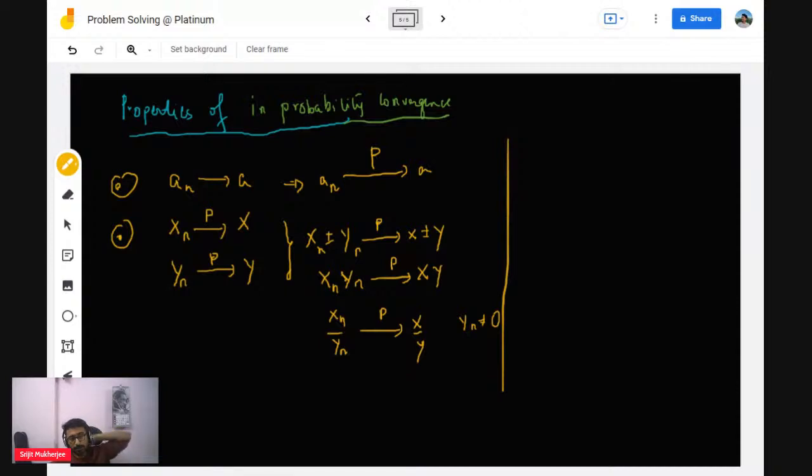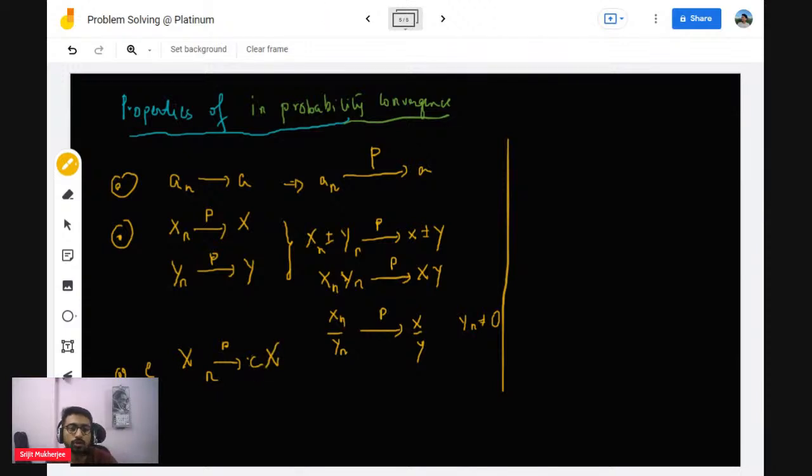There's another property which you can use: the continuous mapping theorem. Oh, I forgot that, so it's like constant also. If you just multiply by a constant, that's also convergent in probability. This is very easy to understand. So these are the properties that you need.